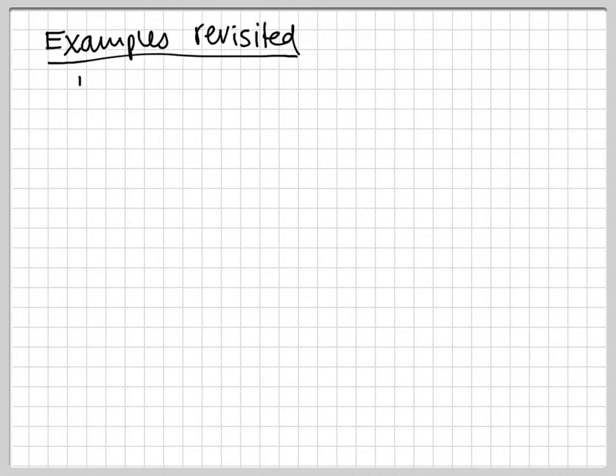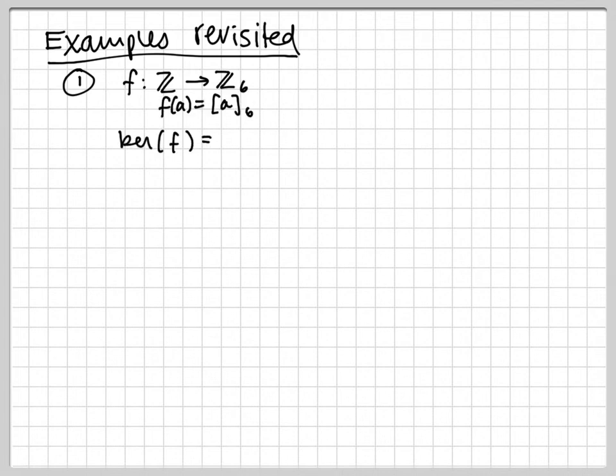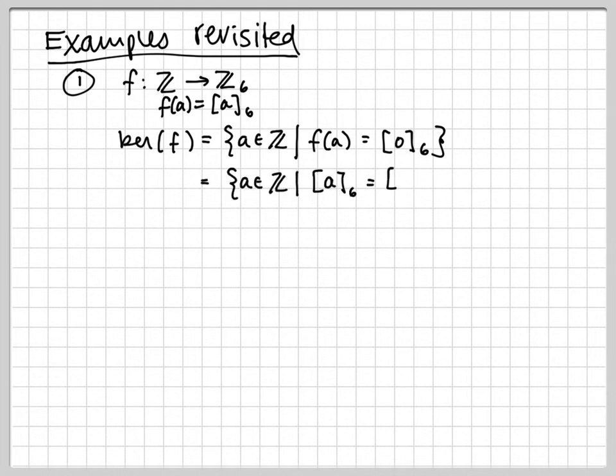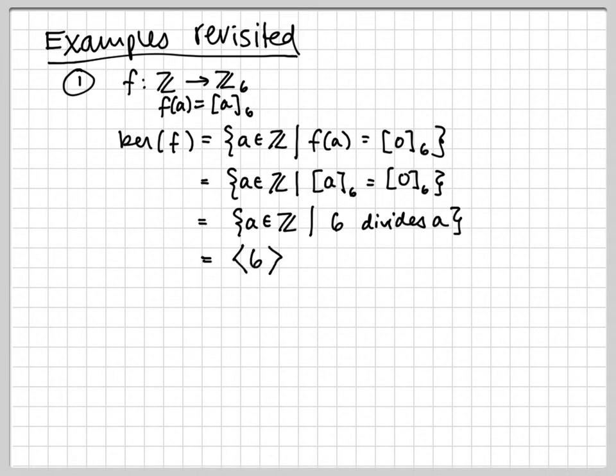And let's look back at our examples. The first example, we took integers and sent them to their equivalence classes mod 6. Well, the kernel here is every integer where f of a is 0 mod 6. And that means that the equivalence class a mod 6 should be the same as the equivalence class 0 mod 6. And we know what that is. That's the set of stuff that's divisible by 6. We also just talked about ideals and principal ideals, and it turns out that that is our friend angle bracket 6, or the principal ideal generated by 6, all the multiples of 6 in the integers.